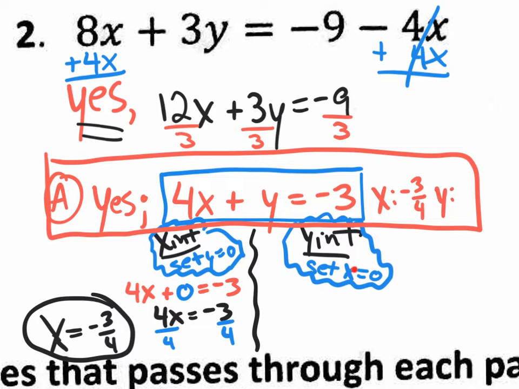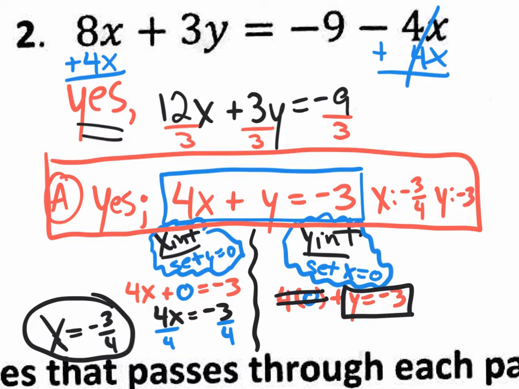How do you do that? You set x equal to 0. So here's my standard form equation. Let's set x equal to 0. It's going to read 4 times 0 plus y equals negative 3. So when we plug in the 0 right into the x, we end up with 4 times 0. That just disappears. You end up with y equals negative 3, and that's your y-intercept. So the y-intercept is negative 3.